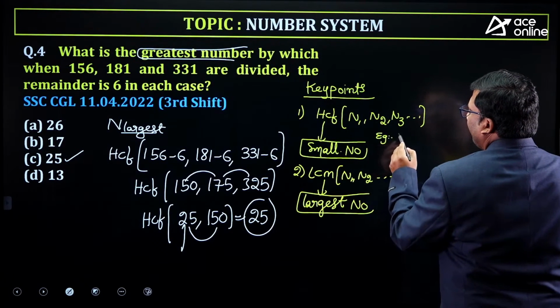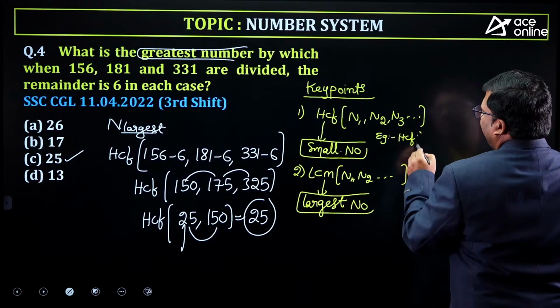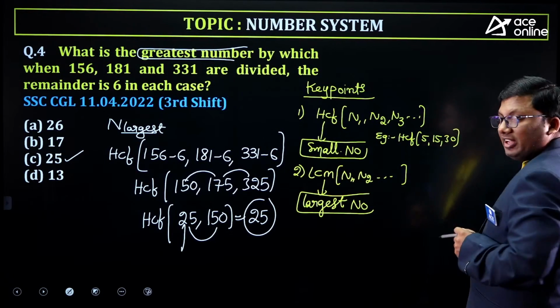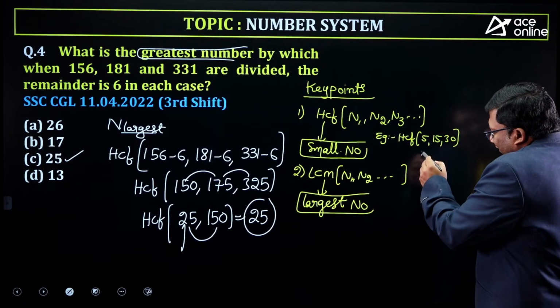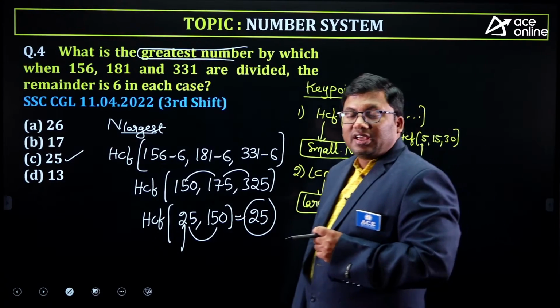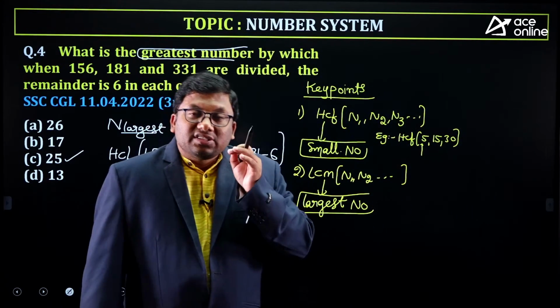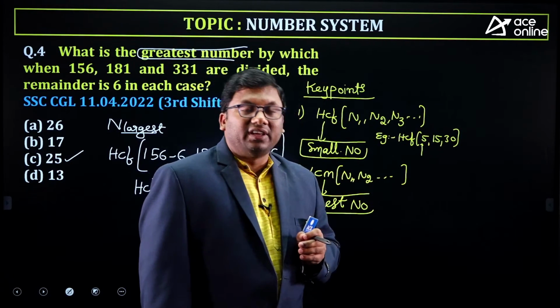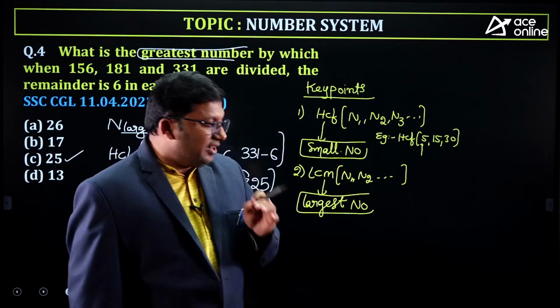Example, HCF of 5, 15, 30. 5 is the smallest number. Is it a factor of the other numbers? Is 15 getting divided by 5? 15 is 3 into 5, yes. 30 is 5 into 6.